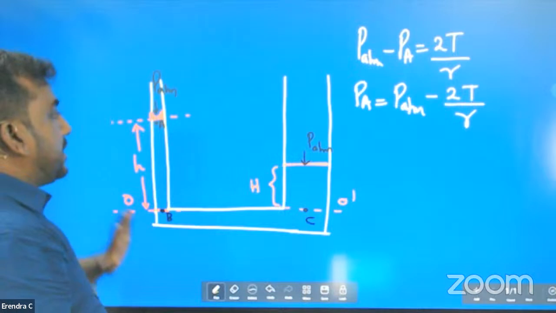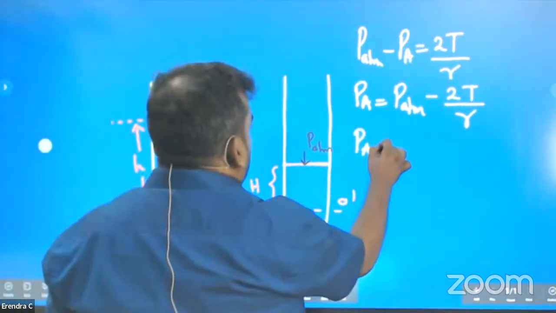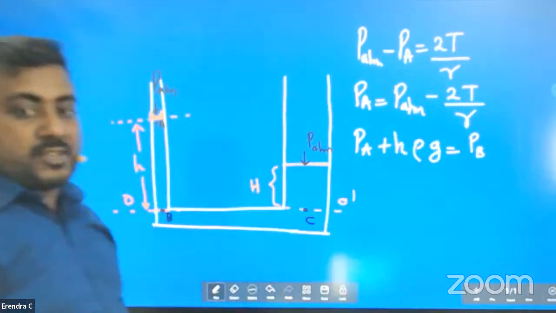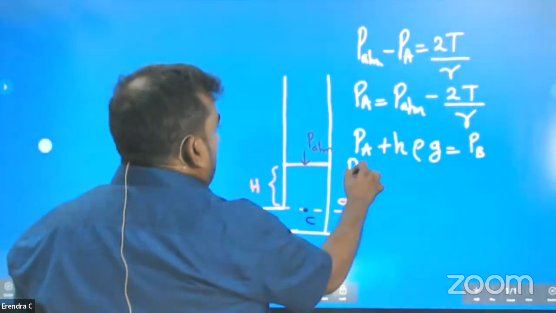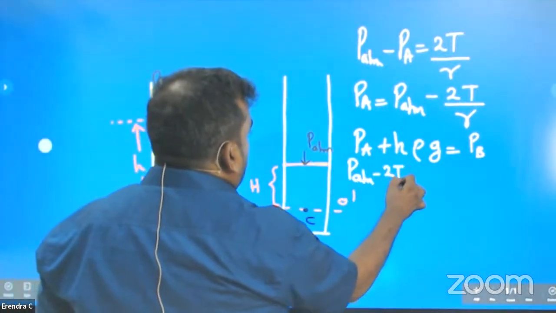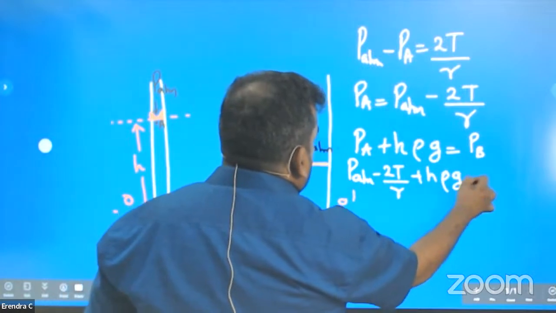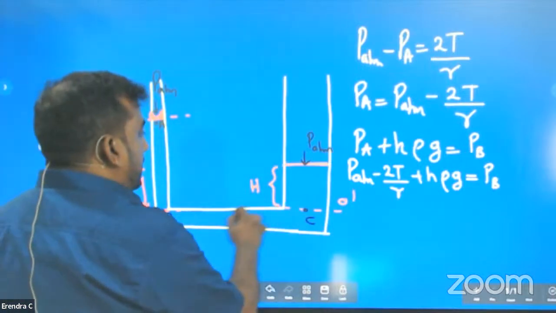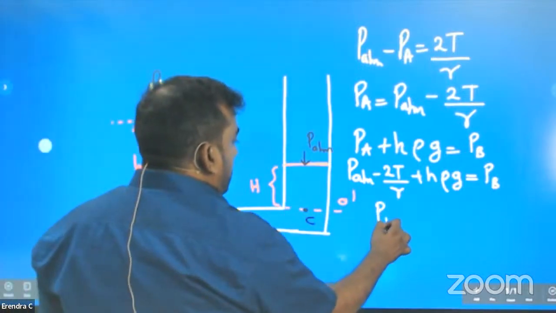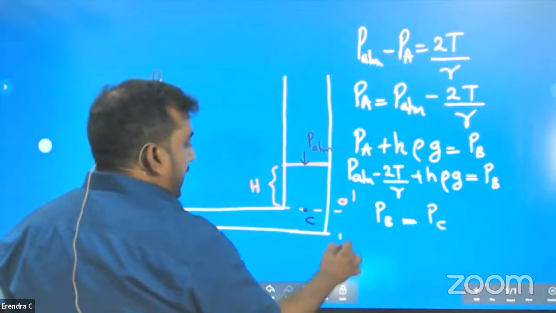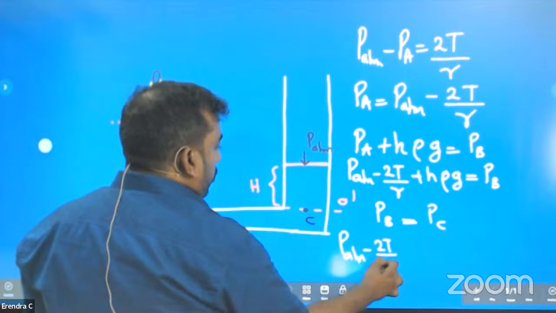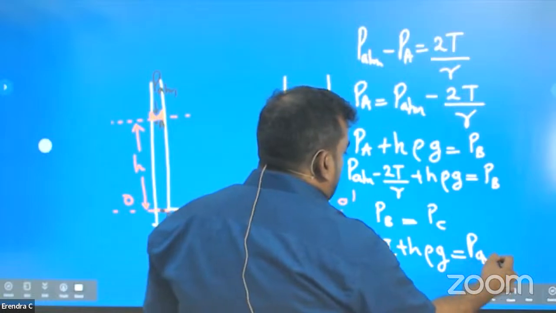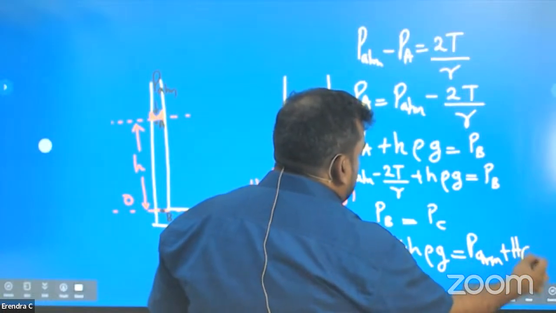Pressure at A plus h rho g will give you pressure at B. So if I do the substitution, pressure at A is PATM minus 2T over simple r, plus h rho g is equal to pressure at B. Now what is pressure at B? You can see pressure at B is equal to pressure at C. Pressure at C is equal to PATM plus capital H rho g.